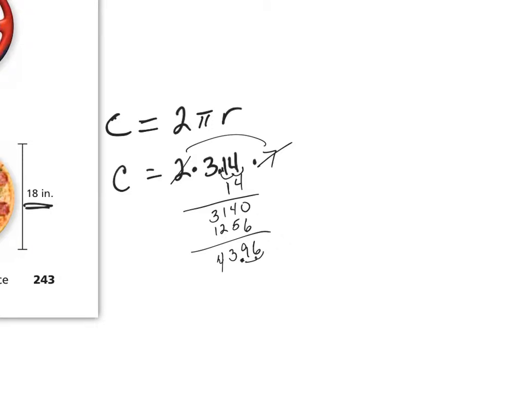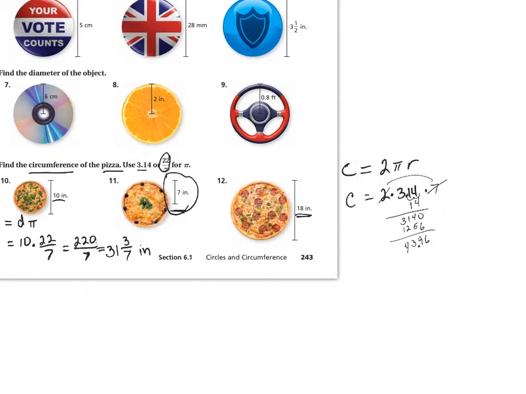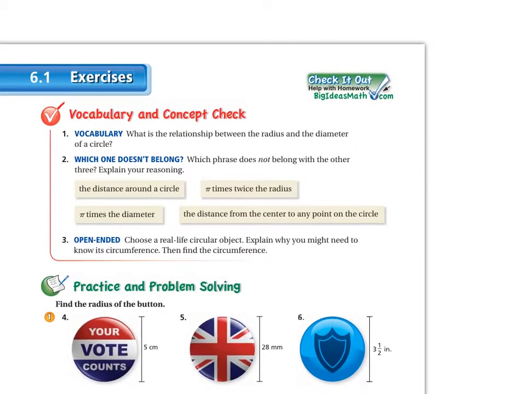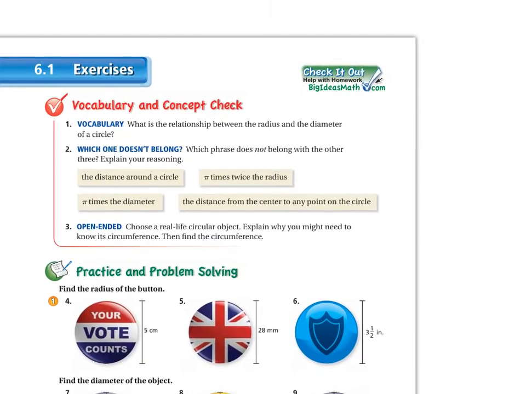And there I have the circumference of the little pizza. Well, it's actually not little, it's 14 inches in diameter, right? Is 43 inches. 43 inches, and, well, basically 44 inches because it's 0.96, right? All right, you can figure out the rest of them. I think number 12.